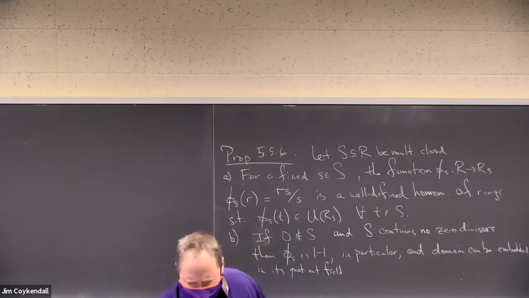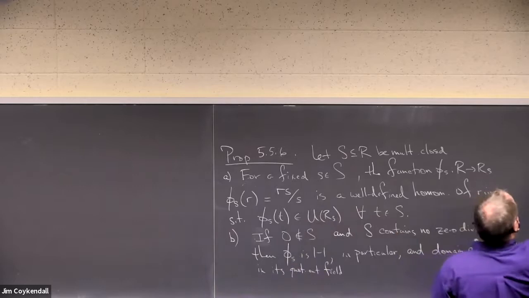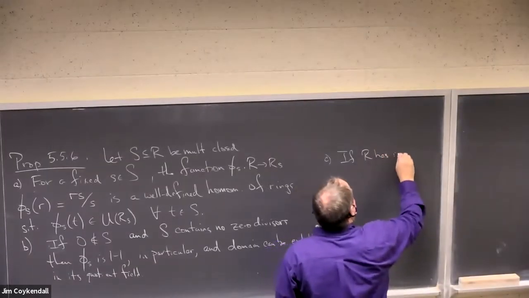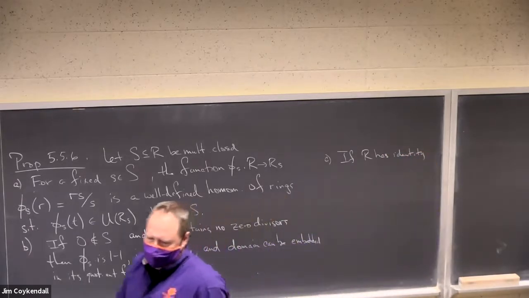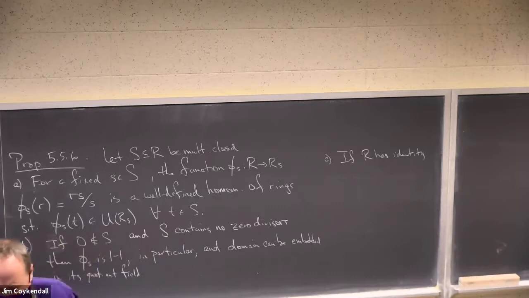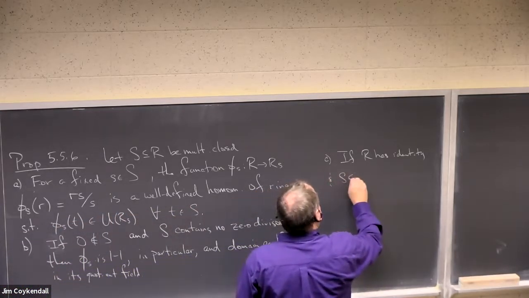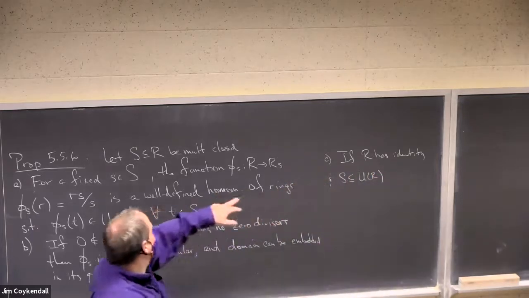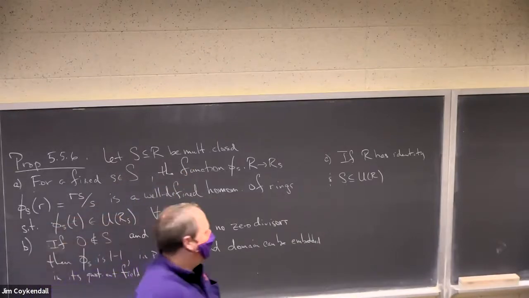And finally, C, R has identity, and S is a subset of the units of R. So now I'm assuming that R has an identity and S is actually contained in the units of R, then Phi_S is an isomorphism.